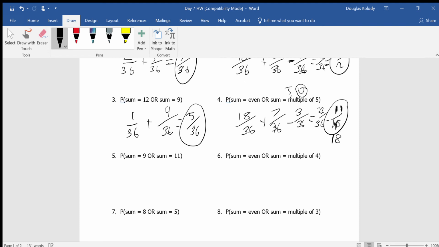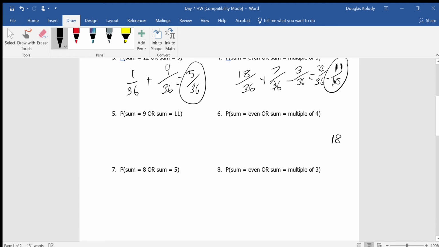There we go. The sum is 9, or the sum is 11. There's 4 9s out of 36, plus there's 2 11s out of 36, and there is no overlap, so that's 6 out of 36, which is 1/6.